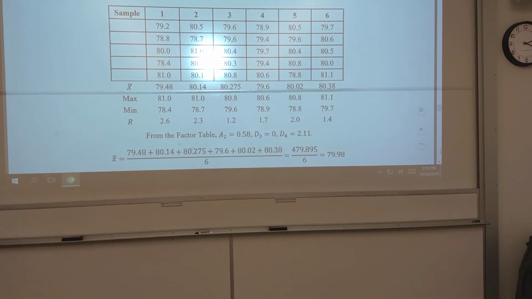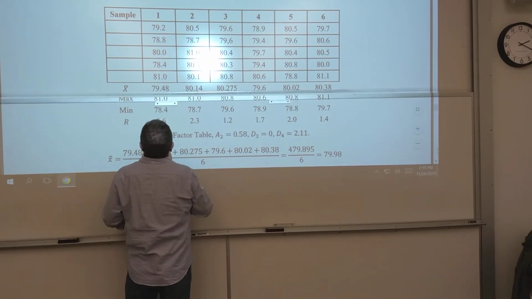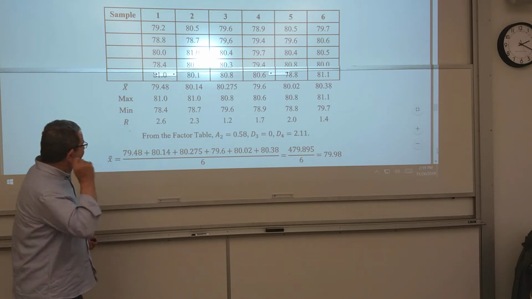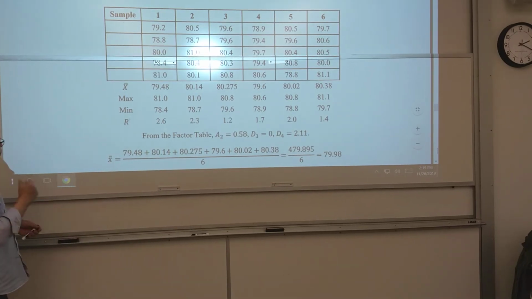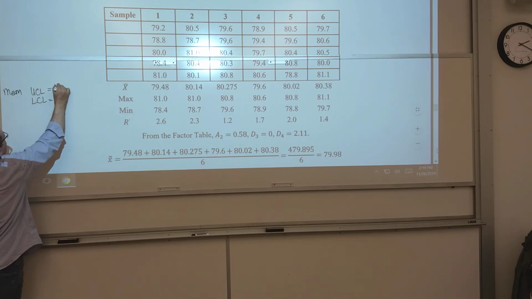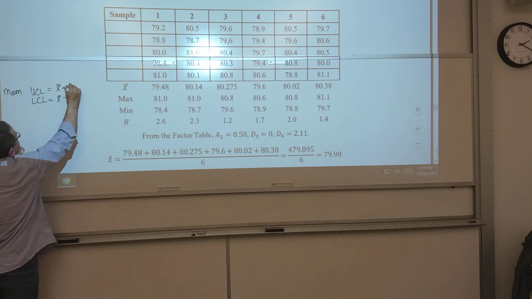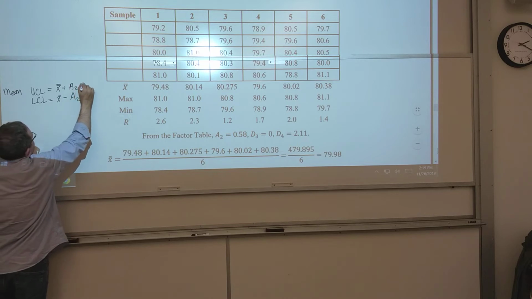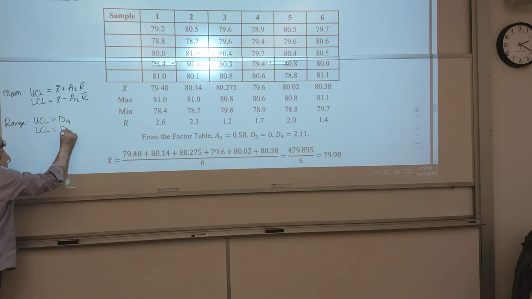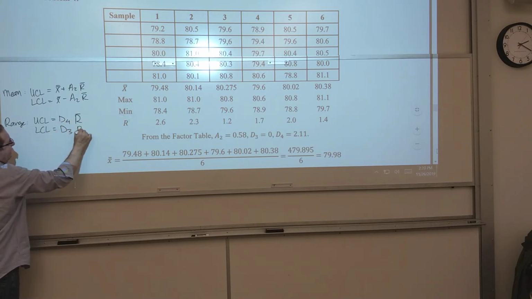Is my cell phone? No. Okay, good. All right. So here, let me write down the formulas again. This is for the mean control chart, upper control limit, lower control limit: x double bar plus minus A2 R bar. And for the range control chart, we have the following: upper control limit B4 R bar, and lower control limit B3 R bar.